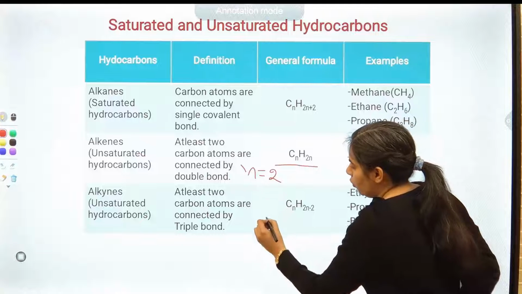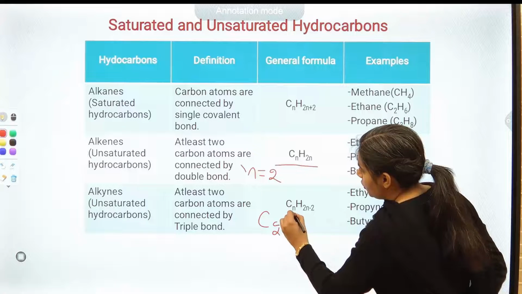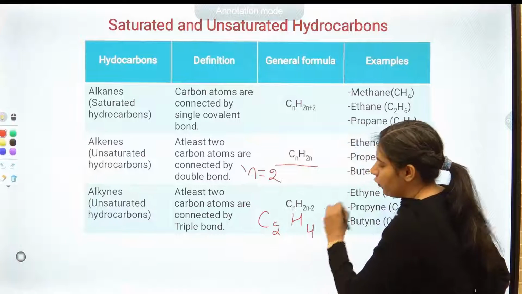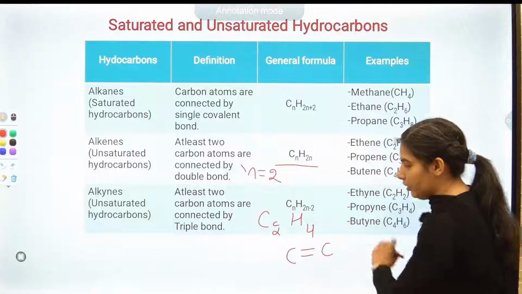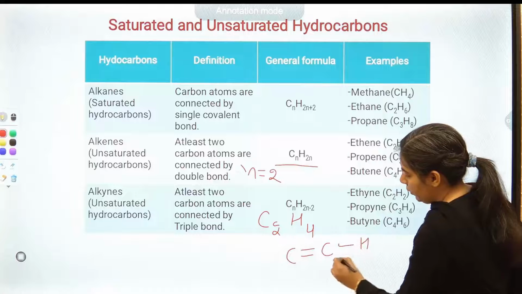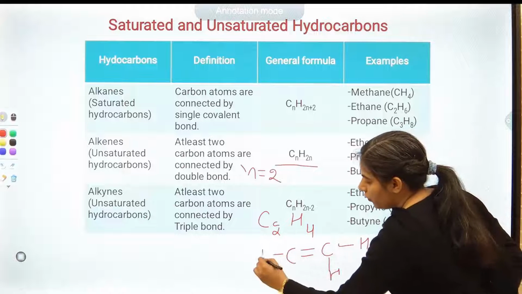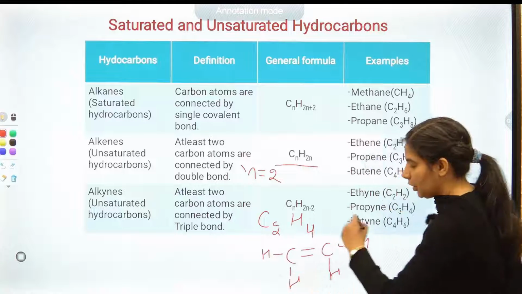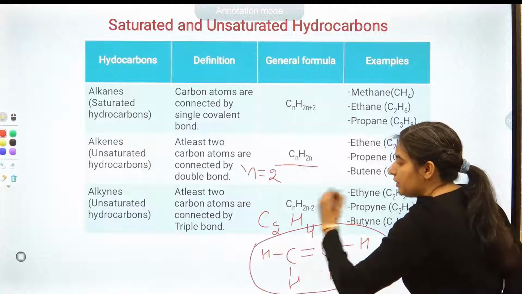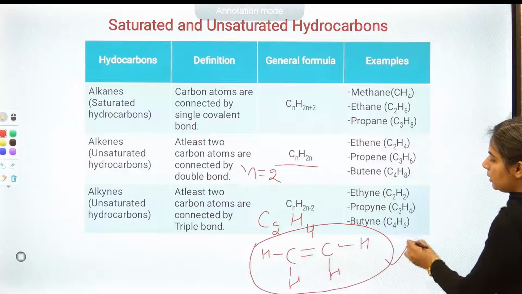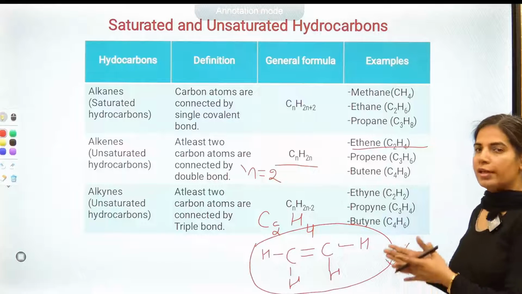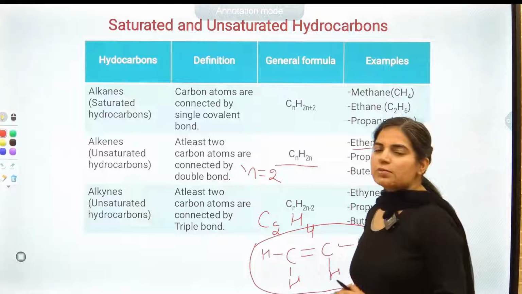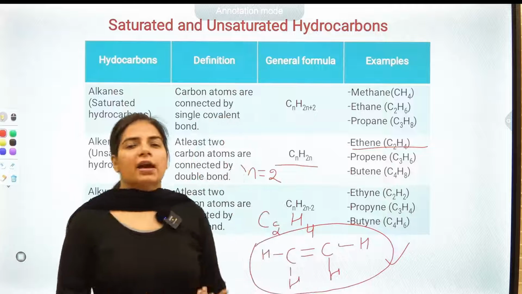By filling the value, we come up with C2H4. It means the carbon-carbon has a double bond and we have 2 hydrogens with each carbon. This is the shape of our compound, that is ethene, C2H4. Now let's move to next case, that is alkynes.